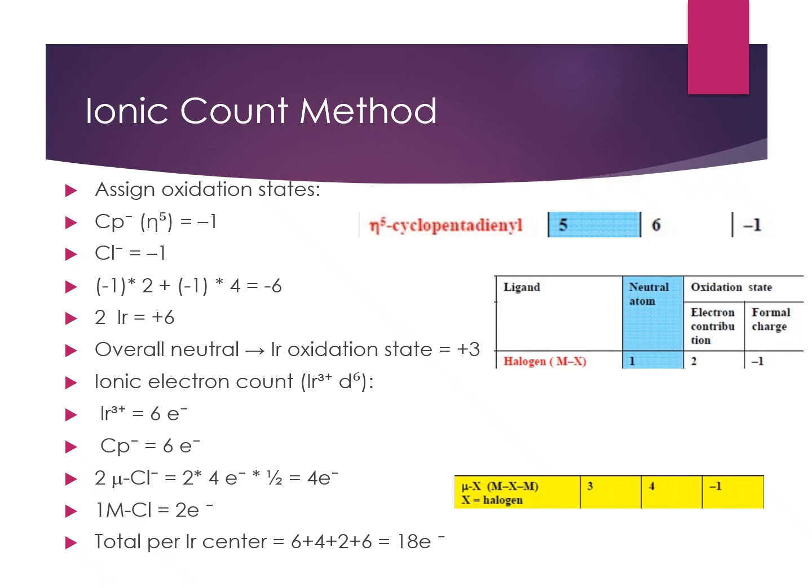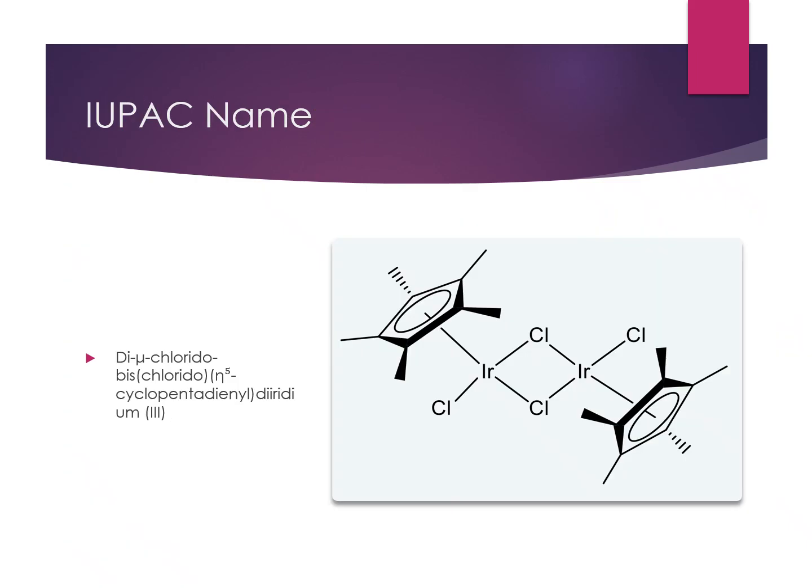Since the iridium metals have the same groups connected to both metals in the same connectivity, the ionic and the neutral count is identical for both metals. And I'm going to attempt to name the IUPAC name of the complex as di-mu-chlorido-bis[chlorido(eta 5-pentamethylcyclopentadienyl)iridium(III)].